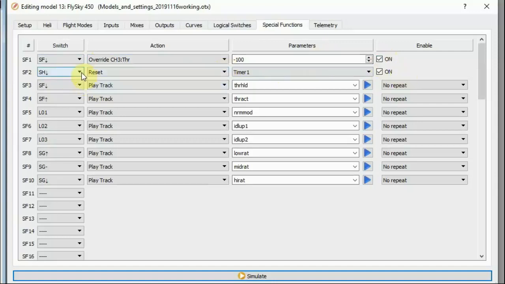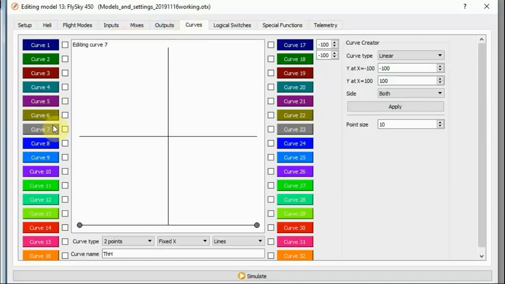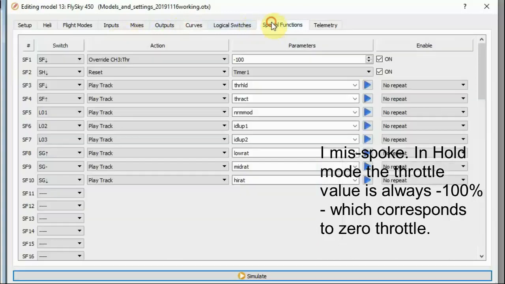Switch H resets timer 1, just so I can reset timer 1. Switch F plays a throttle held or throttle active sound to tell me I'm holding or not holding my throttle, which I really like to have. Now, this is redundant, strictly speaking, because once you're in hold mode, because of the way I've defined hold mode, the pitch curve for hold mode is always at 0 anyway, so I shouldn't really need a function to override channel 3, but I like to put one in. It never hurts, although technically it's redundant.